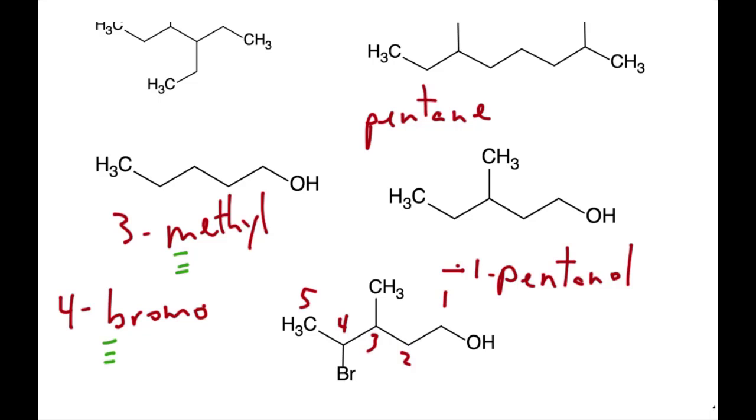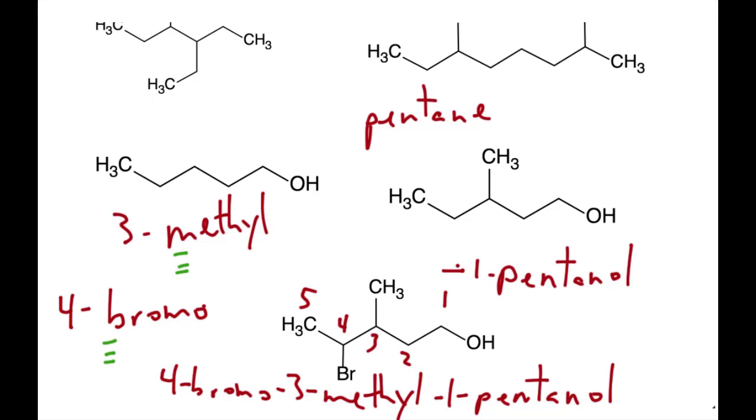It's not based off of hierarchy, which one is actually more important. Now we don't care because the base chain name is where that comes into play. So when I put this together, I'm going to have a 4-bromo, 3-methyl, 1-pentanol, or like I mentioned before, a 4-bromo, 3-methyl, pentan-1-ol, and that would work as well.